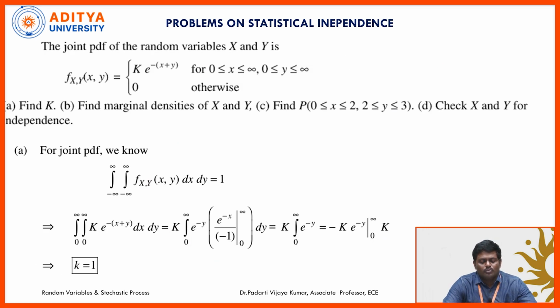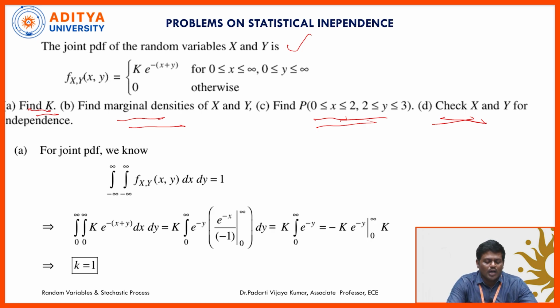Let us solve one more problem related to statistical independence. The joint probability density function of random variables x and y is given, the density function is defined and the limits are provided. Again the same thing, we need to compute the unknown value k, we need to compute the marginal density functions, and also we need to verify the statistical independence. Along with that, we are asked to compute the probability over the limits x between 0 to 2 and y between 2 to 3.